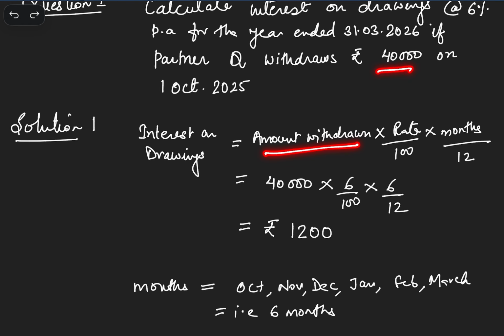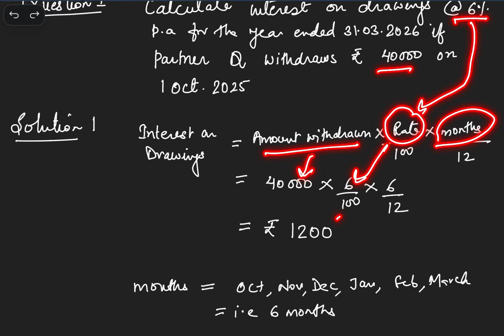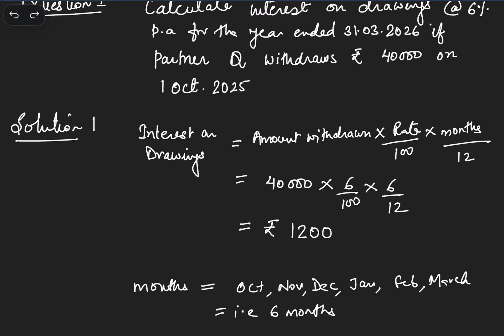So please see how we have put in the values. Amount withdrawn 40,000, put the value in the formula. Then the rate is clearly given, 6%, divided by 100. Months, we have seen how we have calculated, divided by 12, and thus rupees 1200 will be the interest on drawing that Q has to pay to the firm.